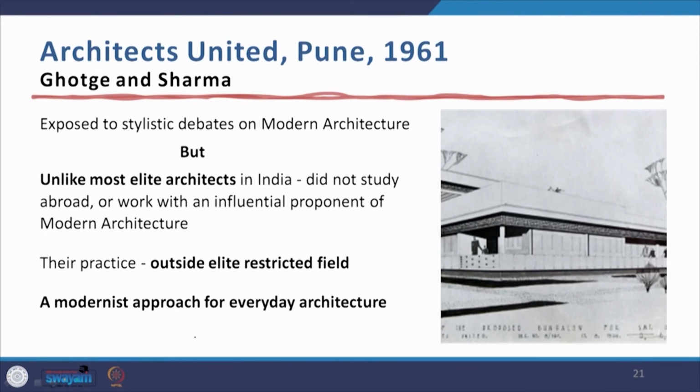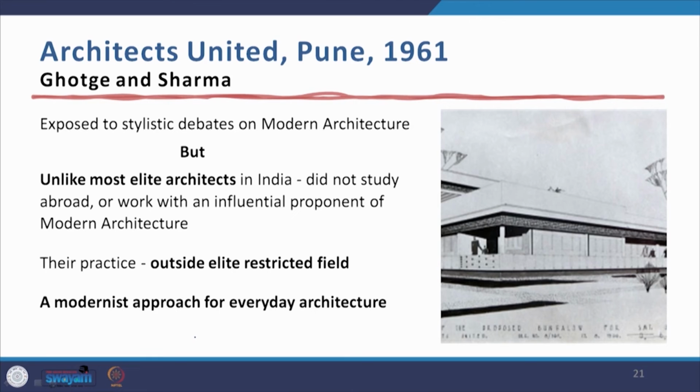So Godge and Sharma, two architects of Architects United, were exposed to the stylistic debates of modern architecture, but unlike the elite architects of India, they did not go to study abroad and did not get the opportunity to work with influential architects of modernism like Corbusier or Louis Kahn. Their practice was outside this elite restricted field.